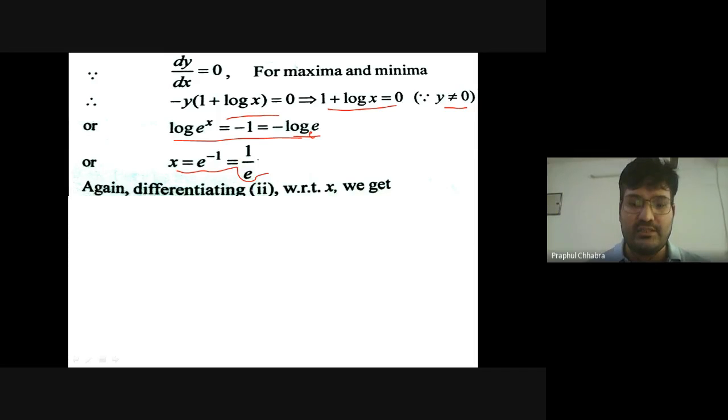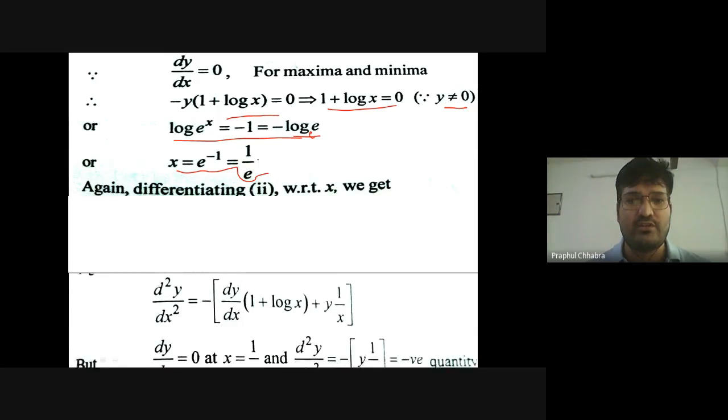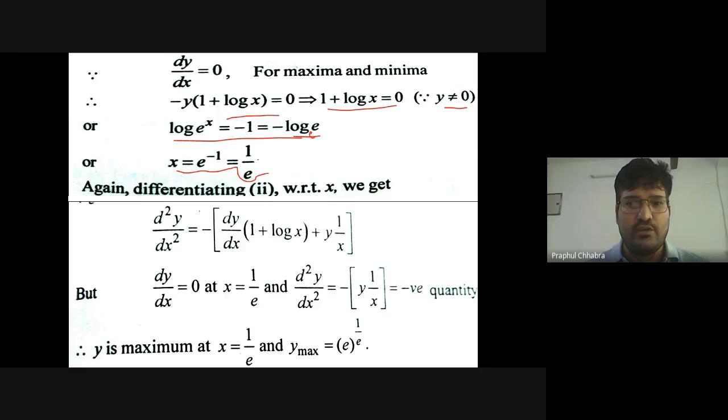Now again differentiating the previous function with respect to x for the second order derivative, we obtain d2y upon dx2 is this. Now put this stationary value, x is equal to 1 upon e, because we obtain this value after putting the first order derivative 0. So this is the stationary value. Just put this stationary value in the second order derivative and calculate.